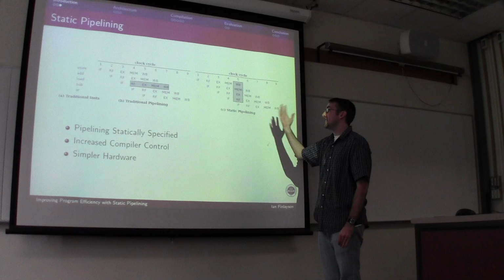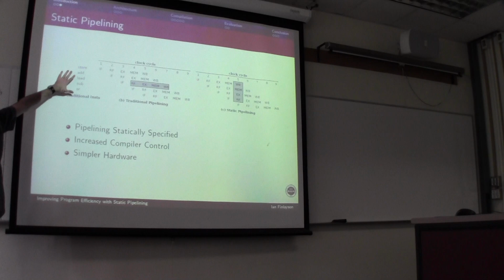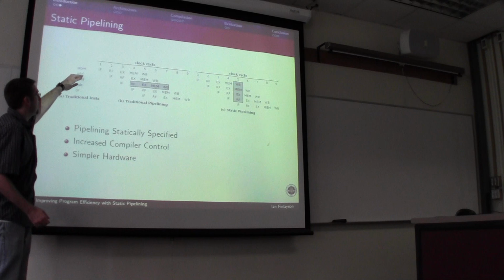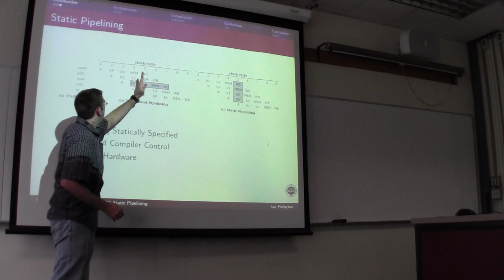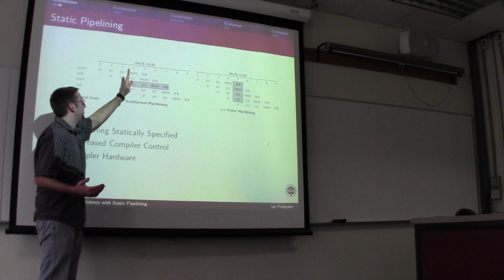Over here we have a sequence of traditional instructions, and here we have the way they're implemented with traditional pipelining. So for a load instruction, this gray box represents what one instruction specifies to the hardware. So the load instruction is specified all at once, and it stays in the microarchitecture for multiple cycles, and the microarchitecture is responsible for breaking it down.